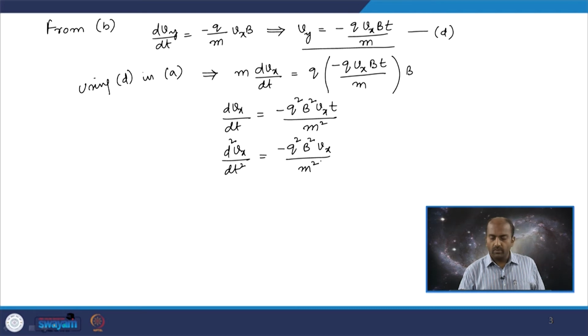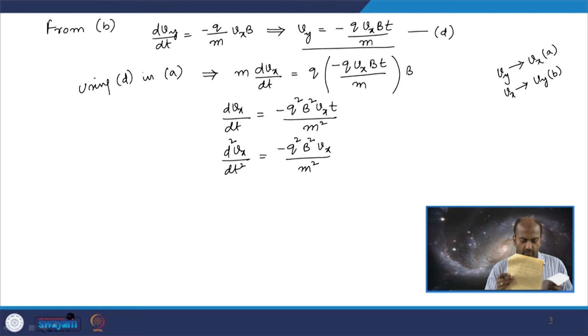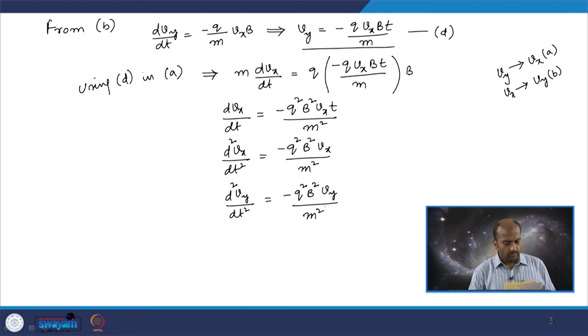So, now what we have done is we have coupled Vy, which we substituted into the expression for Vx. Similarly, we can substitute Vx into the expression for Vy, which is equation B, and this was equation A. Then we will get another second order differential equation, which is d square Vy by dt square is equal to minus q square B square Vy by m square. Let us call this equation E and this equation F.